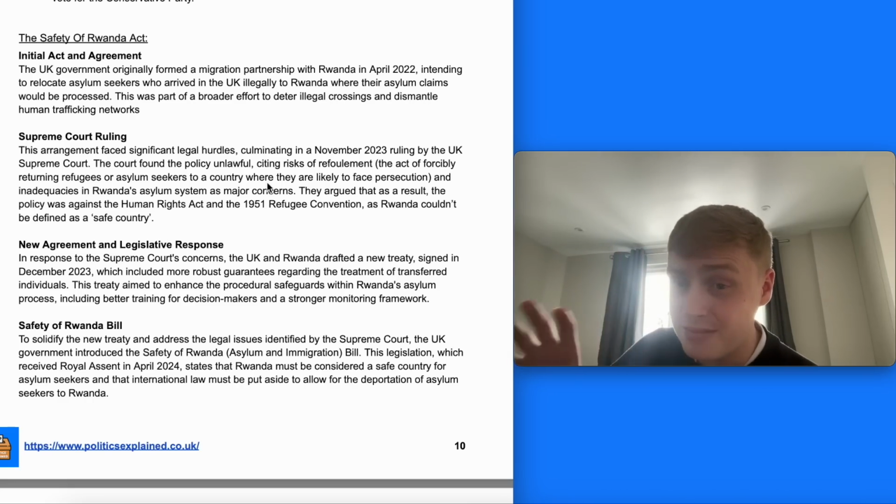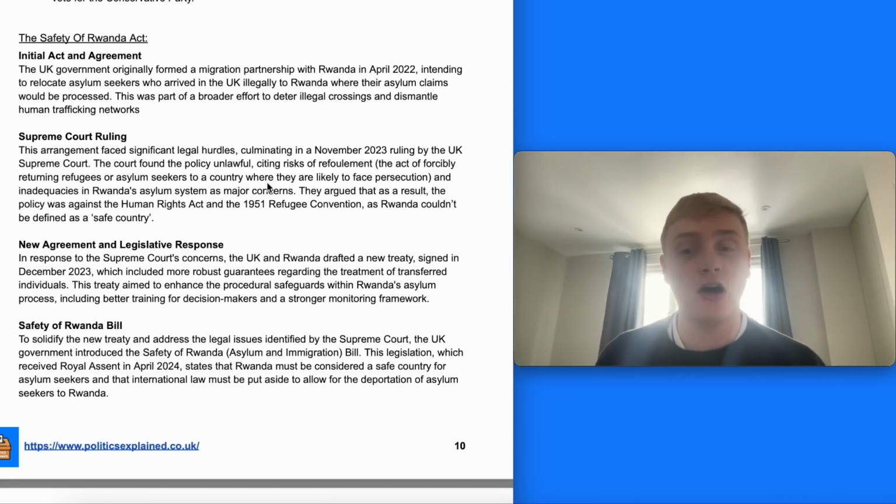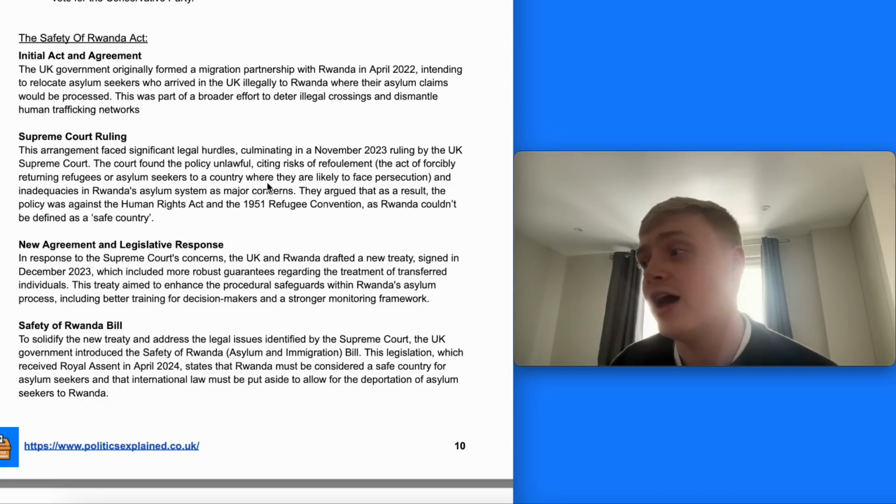The next example, and maybe the most high-profile example, and you can use it for such a range of topics in UK politics and government. So this is the Safety of Rwanda Act, and you can use it in a range of topics.